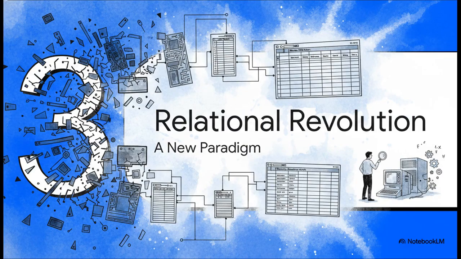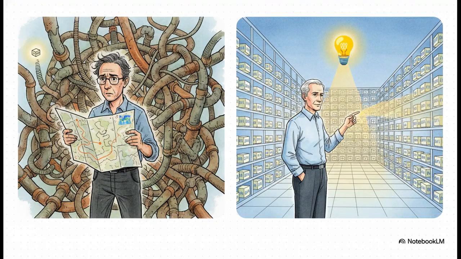So the navigational model worked, but it was incredibly brittle. You change one tiny thing in the data structure, and the whole system could just shatter. The world was crying out for a revolution, and it came from a lone British mathematician working deep inside the belly of the beast, IBM. His name was Edgar Codd, and he saw the fundamental problem. Programmers were spending all their time figuring out how to get to the data.